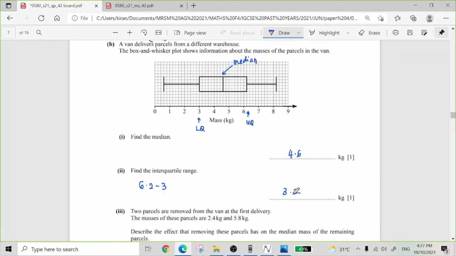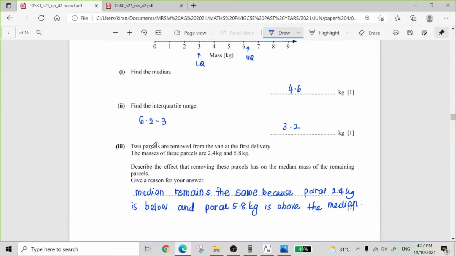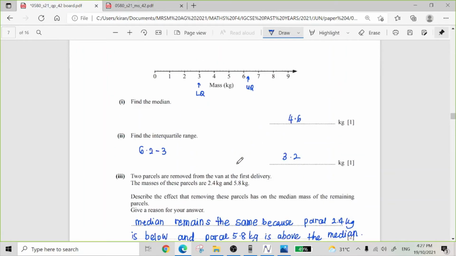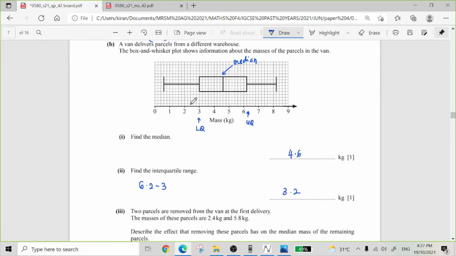And the interquartile range, you calculate the upper quartile 6.2 minus the lower quartile 3, so 3.2. Okay, two parcels are removed from the van at the first delivery. The masses of these parcels are 2.4 kilogram and 5.4 kilogram. 2.4 here and then 5.4, 5.8.